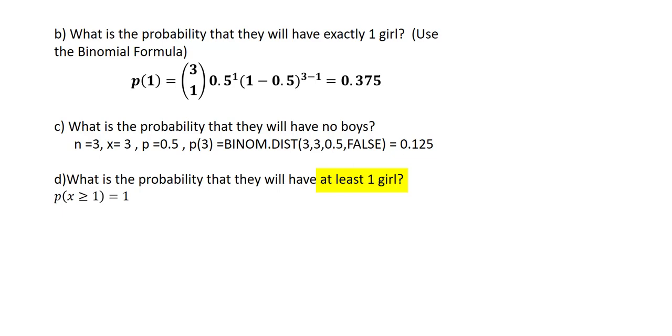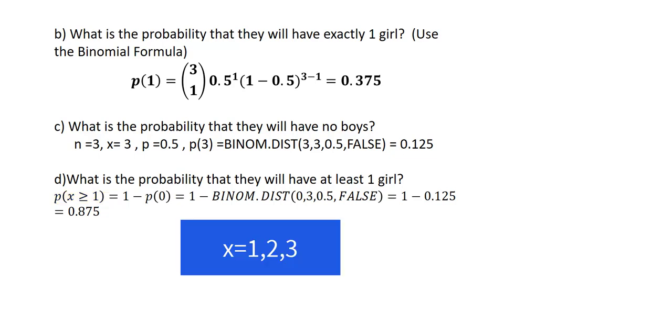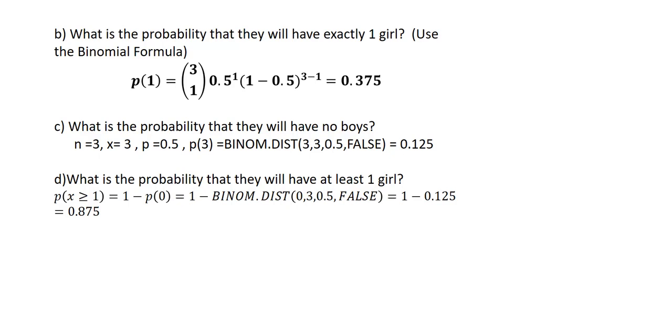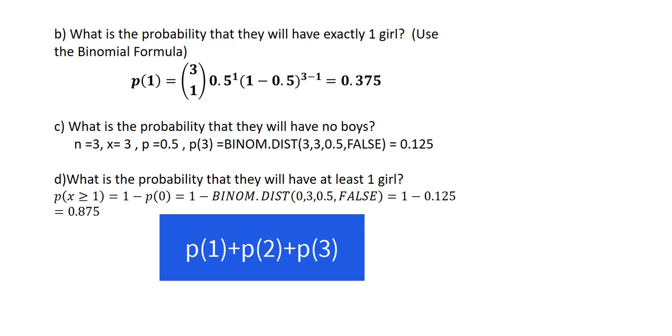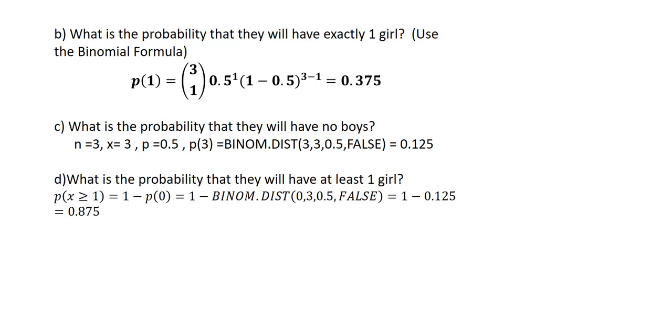The D part of the question says, what is the probability that they will have at least one girl? In this case, I want the probability of X greater than or equal to 1. Here, the X values will be 1, 2, 3. If I wanted to use the table or the formula, I could find the probabilities at 1, 2, and 3 and add them up. Or if I was going to use Excel, I can just simply use the complement rule. This will be the same as 1 minus the probability of no girls.